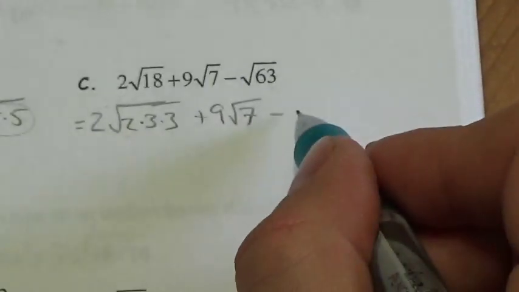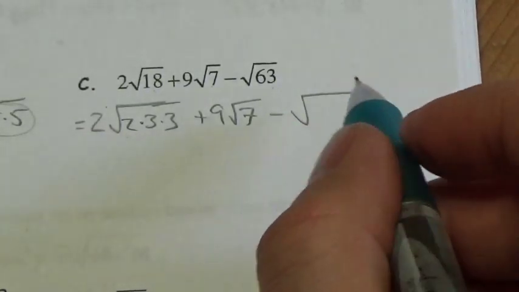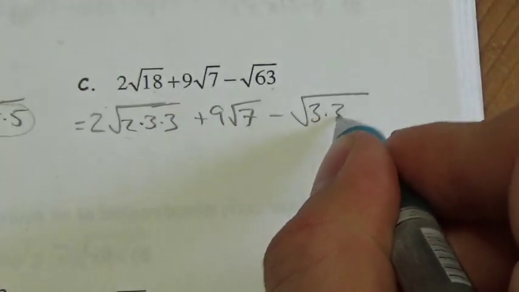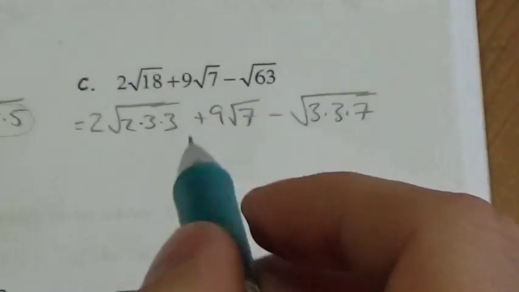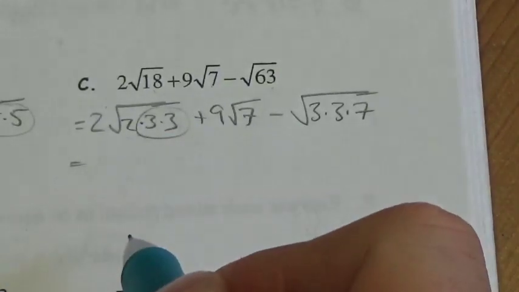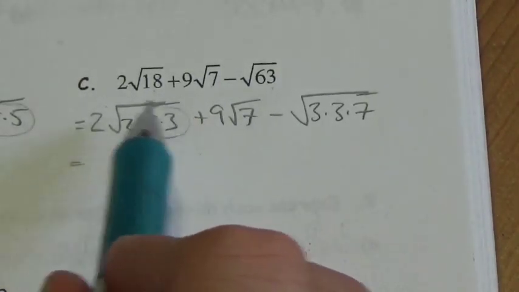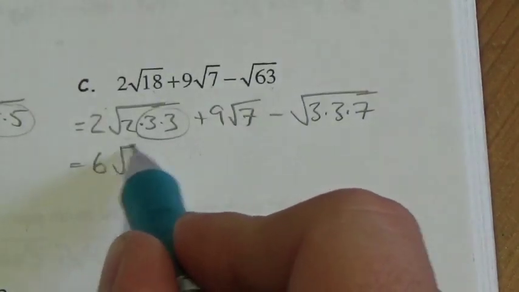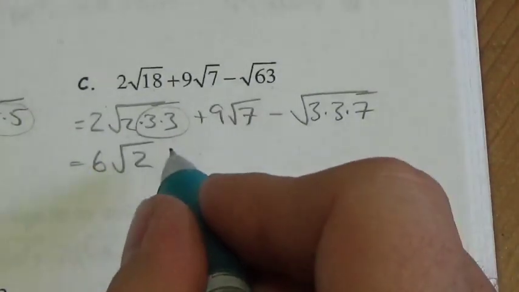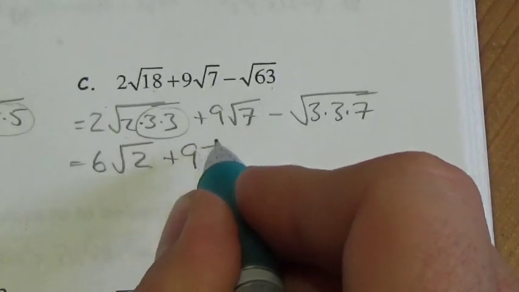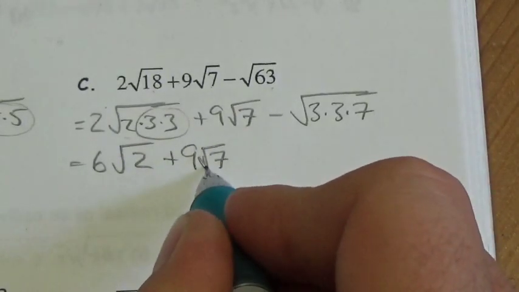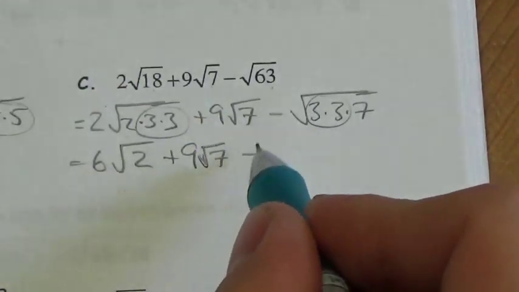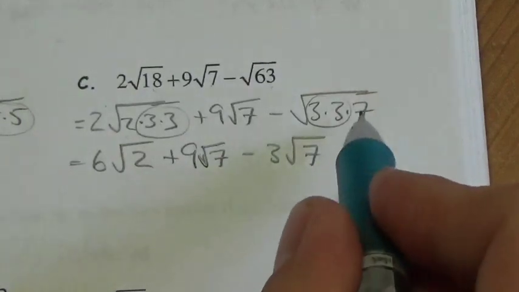That's interesting. Root 63. When I look at 63, I know that 63 is 9 times 7, and 9 is 3 times 3. So this is going to become 3 times 3 times 7 here. I will simplify this by taking that pair of 3's to pull out a representative of that out front, multiply them together to get 6 root, and there was a 2 left over. I've got a 9 root 7 as my second term. Those aren't even related. Here I can pull out a 3, and I've still got a root 7 here.